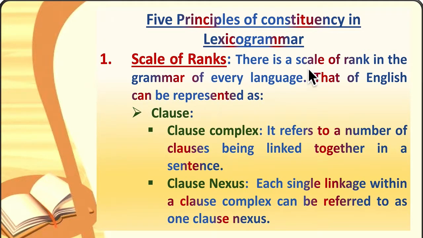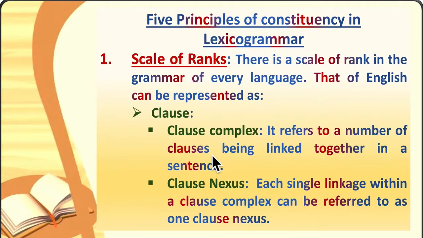In every grammar of language, we have a scale of rank, meaning we have a level of rank. And the level is defined by first the clause. The clause is divided into two, particularly first clause complex. And then we have clause. And then we have clause nexus. Okay, look here. Clause complex.